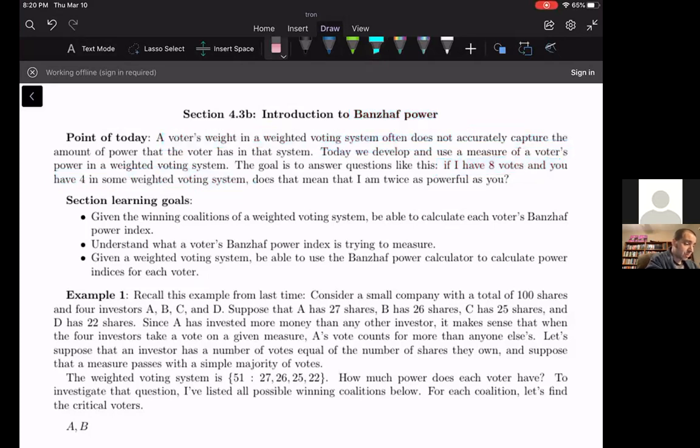And the answer is sure. You just have to be precise about what you mean by this word. What does that mean? If you can quantify that, then you can compare. And that's what we're going to do.